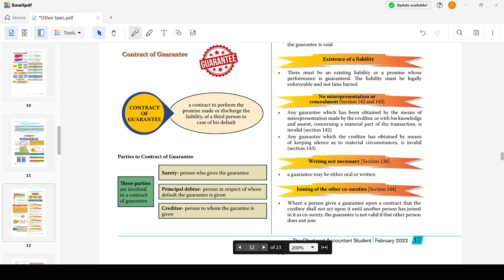Who are the three parties here? One is the creditor, the debtor, and the surety. The creditor will be the lender, for example, the bank. The principal debtor is me, the borrower, and the surety is the person who is signing on my behalf. Assume you are signing on my behalf as a guarantor, then you are my surety.